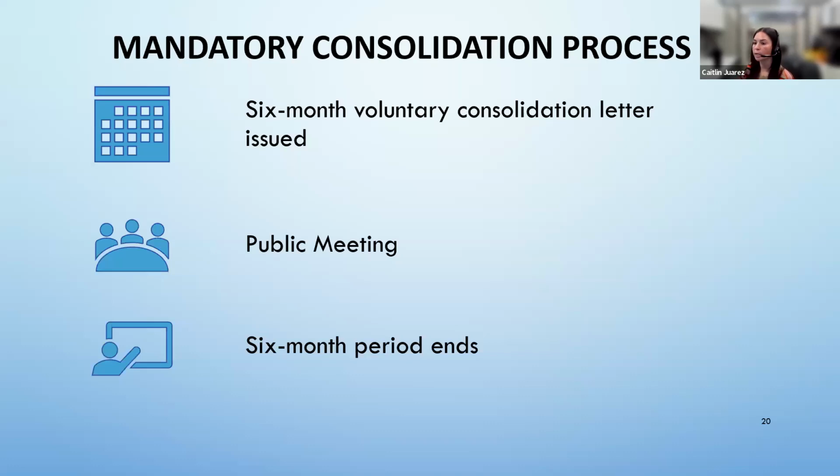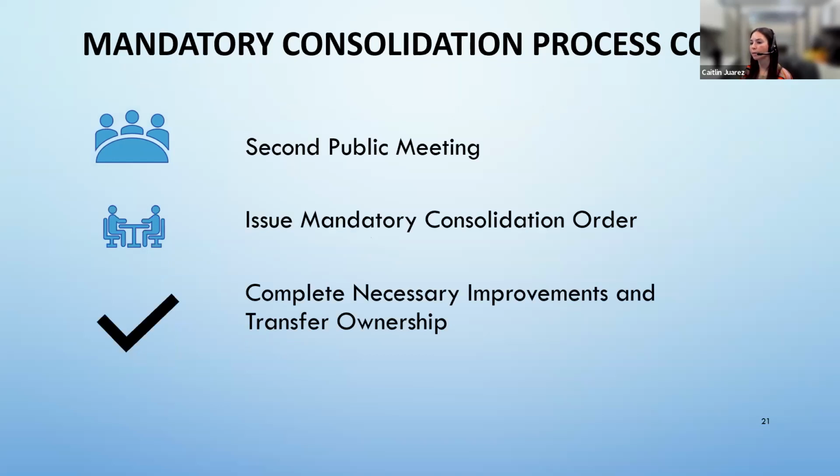If the systems have not come to an agreement at the end of the 6 months, we'll go ahead and hold a second public meeting. That second public meeting will be 6 months after the first meeting. If a mandatory consolidation order is issued, the state board is required to make specific findings in that order.